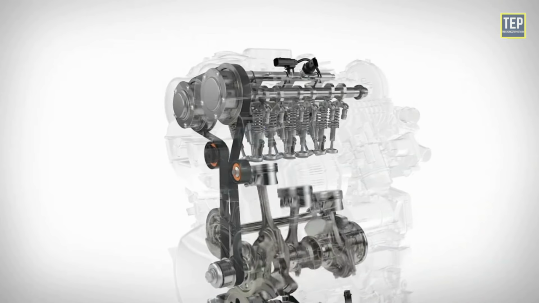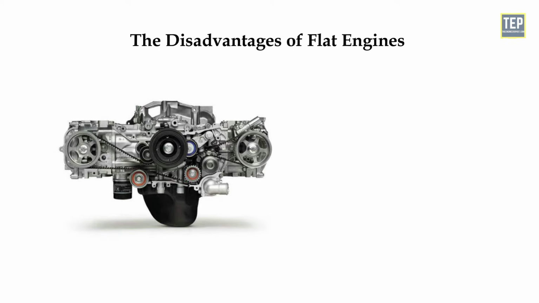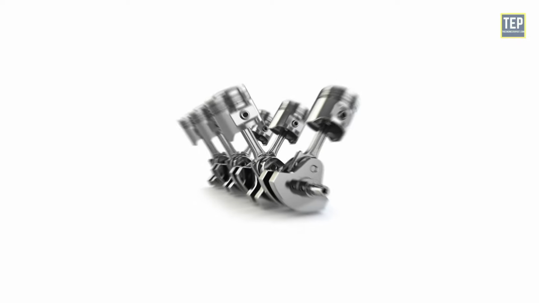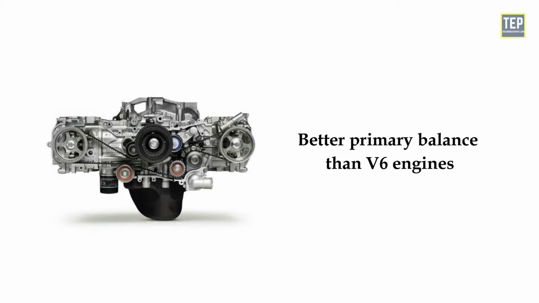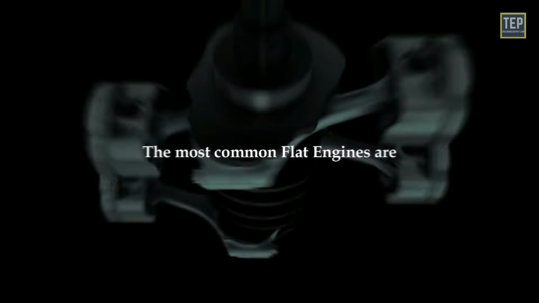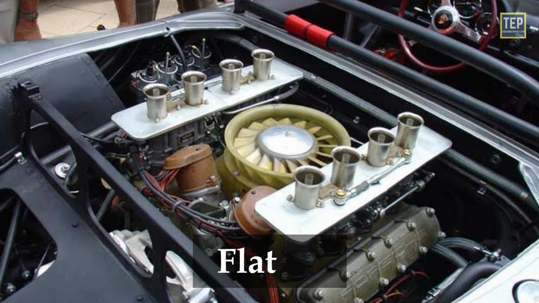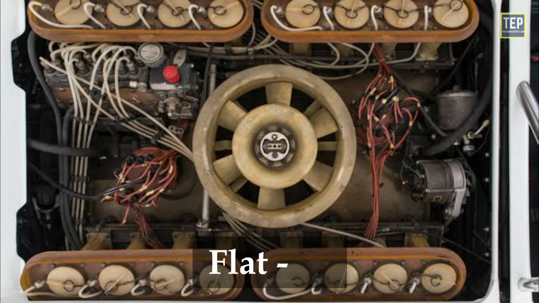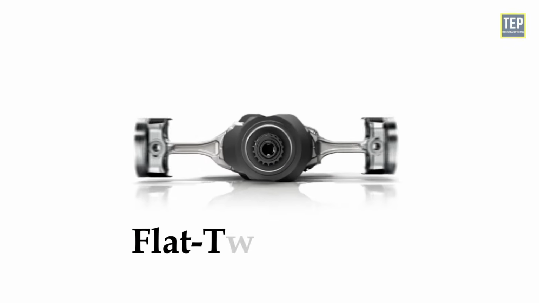Compared with the more common straight engines, flat engines have better primary balance, resulting in less vibration. However, the disadvantages are increased width and the need for 2 cylinder heads. Compared with V engines with 6 or more cylinders, flat engines have a lower center of mass and a better primary balance than V6 engines. The most common flat engines are flat twin, flat 4, flat 6, flat 8, flat 10, flat 12, and flat 16 engines. Now let's take a look at these engines in detail, starting with the flat twin engine.